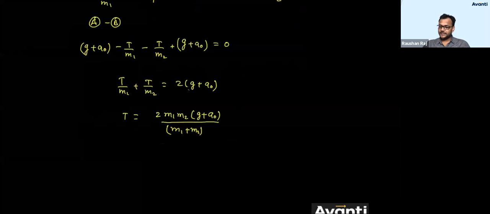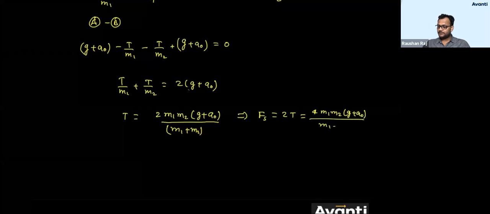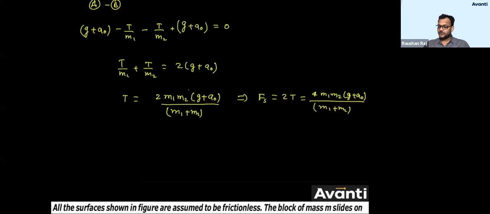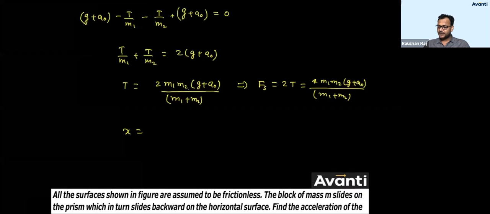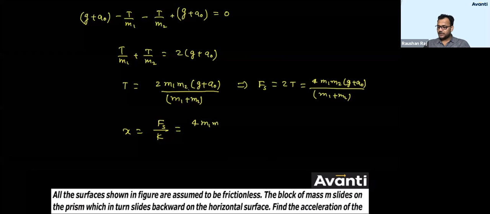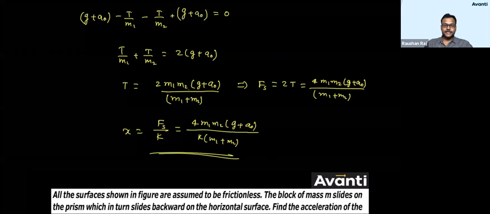If I get the value of tension, I would write Fs is equal to 2T. So Fs will be equal to 4 m1 m2 into (g plus a naught) divided by (m1 plus m2). So what will be the deformation? x will be equal to Fs divided by k. So the answer will be 4 m1 m2 into (g plus a naught) divided by k into (m1 plus m2). This is the answer. Guys, click yes if you have understood this.